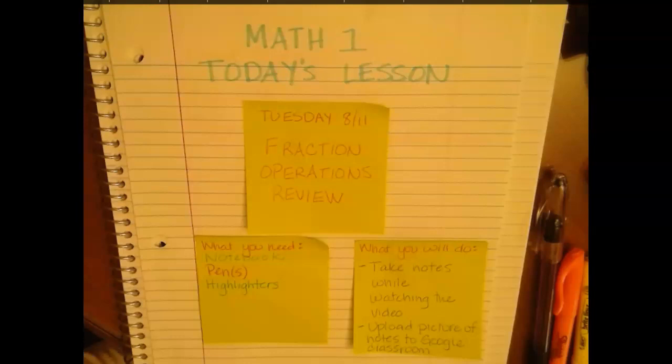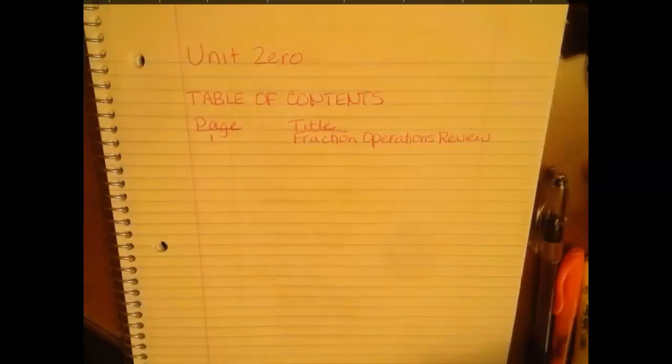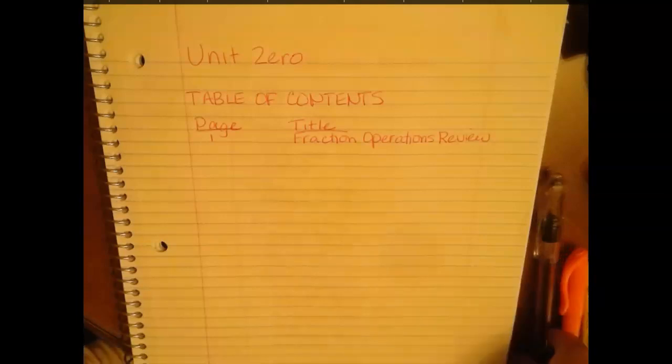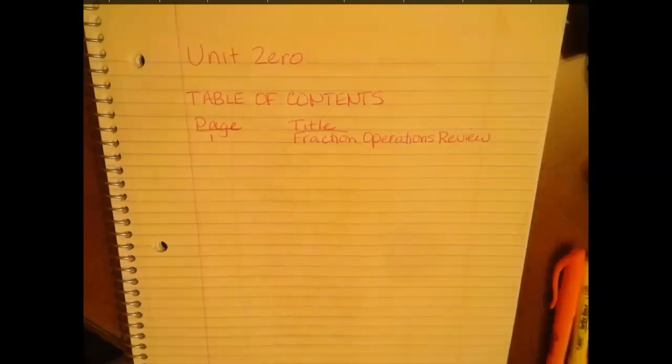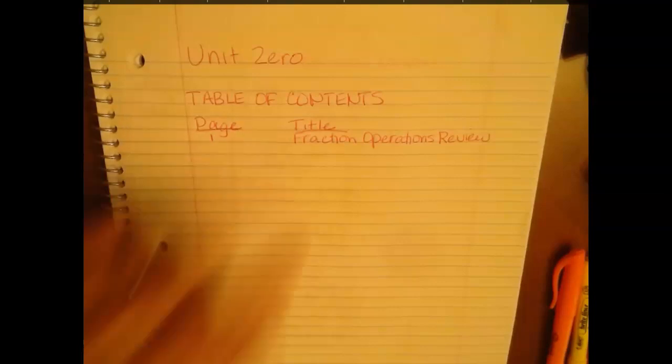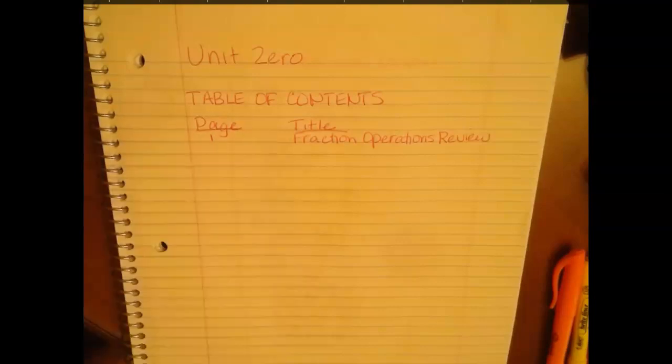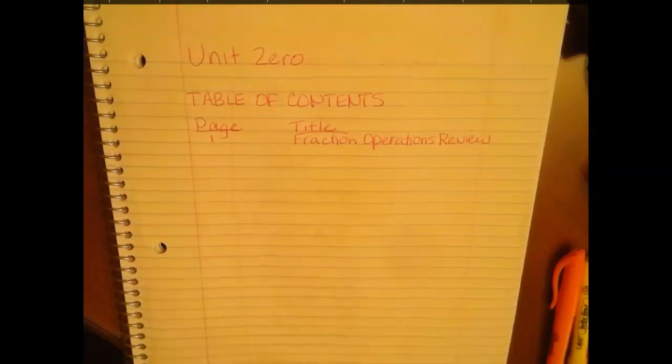The first thing we're going to do in your spiral notebook is open up to the first page, and we're going to make a table of contents for Unit 0. It's Unit 0 because it's really review. Normally I print something that you can write on and you just glue it in there, but since we're remote, we're going to have to just write everything. So Unit 0's table of contents. Page 1 is fraction operations review. Pause the video, make your table of contents, and flip to the next page, and we'll keep going.